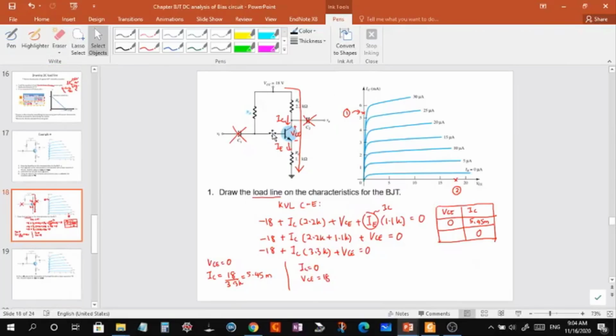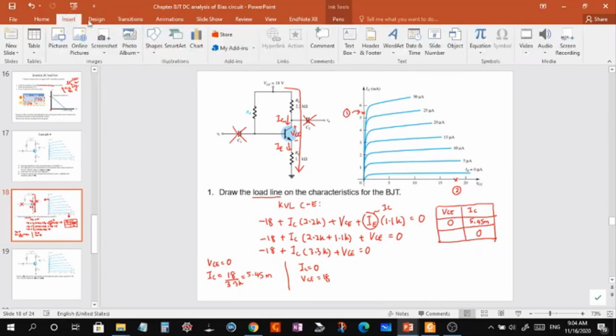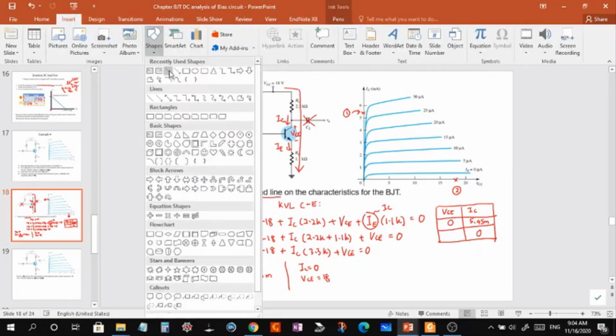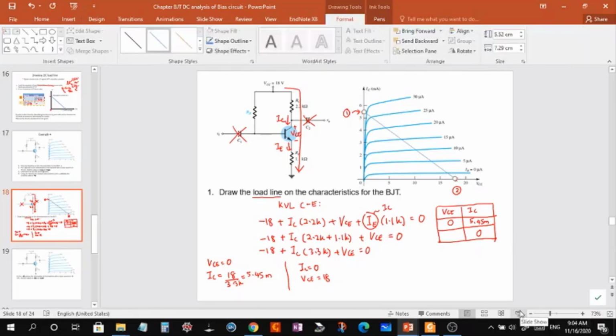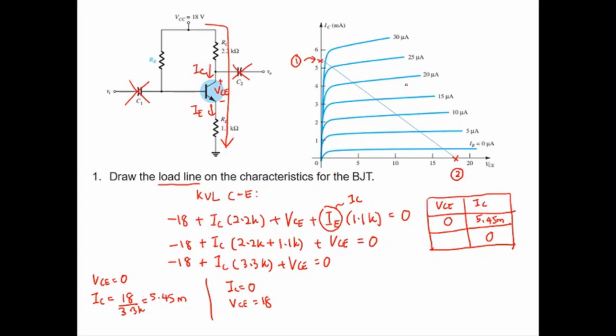So now you can draw the straight line from these 2 points. Okay. So this is your load line. So this is the answer for the first question. Okay, the next question.